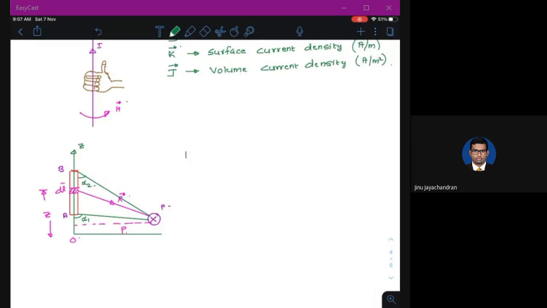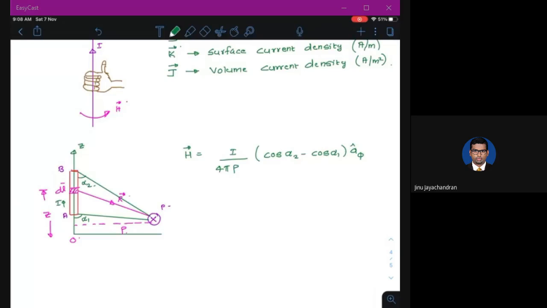Now, the value of the magnetic field H is given by, we will not be going into the derivation, the current I which is flowing through this, divided by 4 pi rho, which is the distance of the point from the z axis, into cos of alpha 2 minus cos of alpha 1, into a phi.